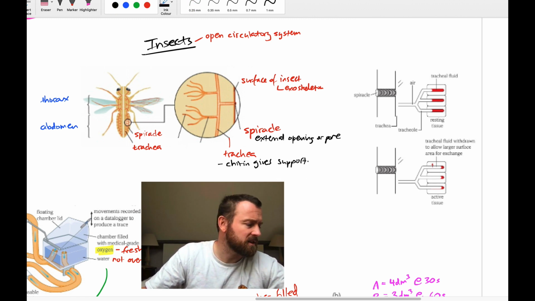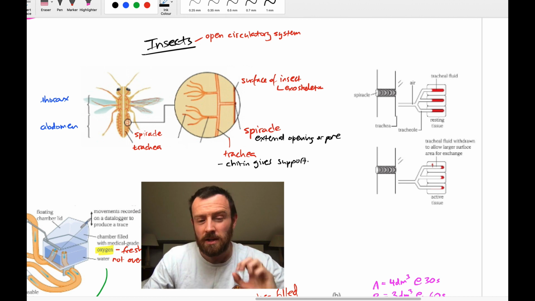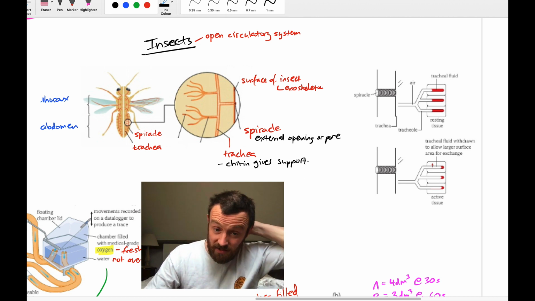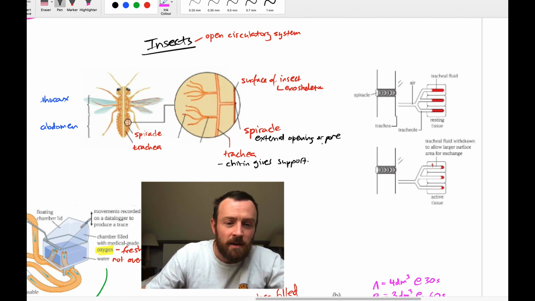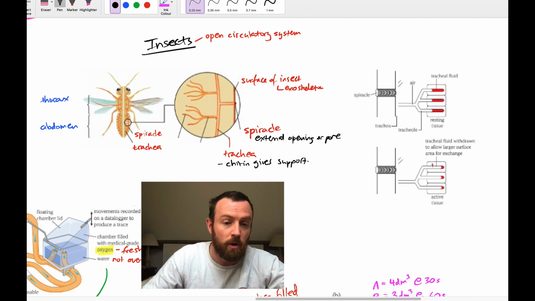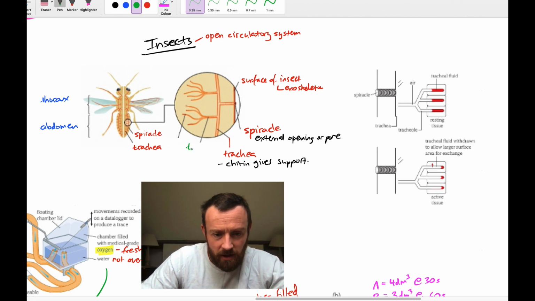And I believe the exoskeleton is also made of chitin. That's a material, a biological molecule that we don't really have. Chitin is a molecule that gives the insect exoskeleton support and also the trachea. Then we have smaller tubes that branch off this trachea here, and we call those tracheoles.